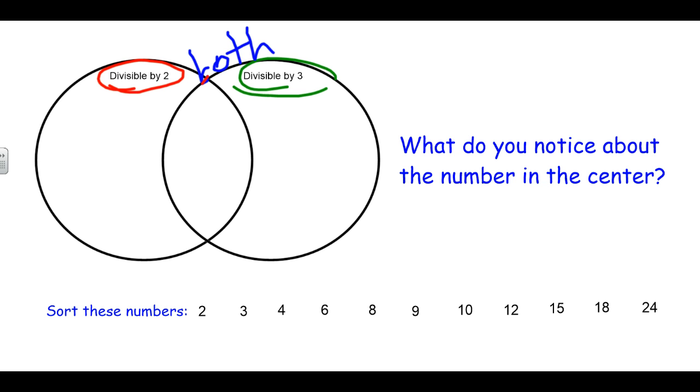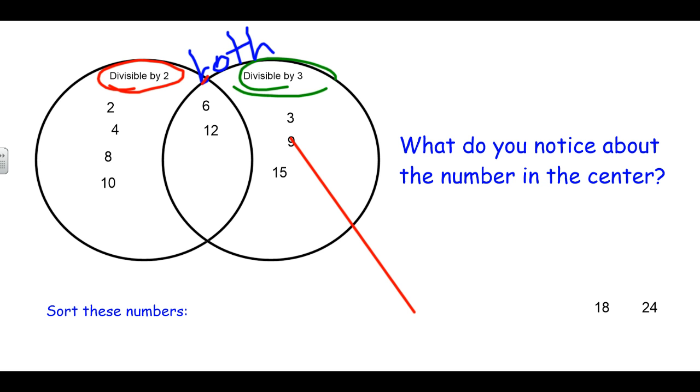Alright, so here we go. There are not going to be any numbers here that fit into neither category. 2 is divisible by 2, 3 is divisible only by 3, 4 only by 2, 6 goes in the center, 8, 9, 10, 12, 15, 18, and 24. Let's get rid of these red lines here. So this is what we have. 2, 4, 8, and 10 only divisible by 2, 3, 9, and 15 only divisible by 3, and 6, 12, 18, and 24 divisible by both.